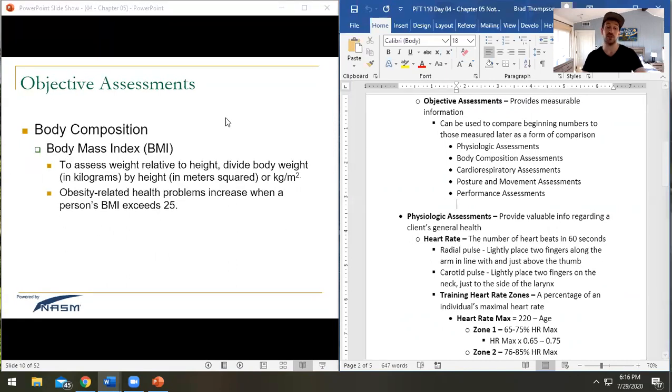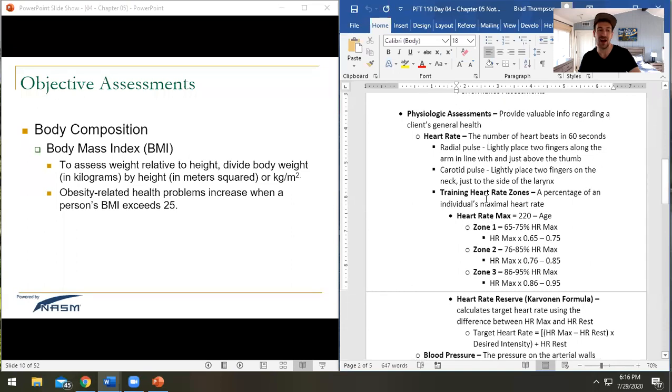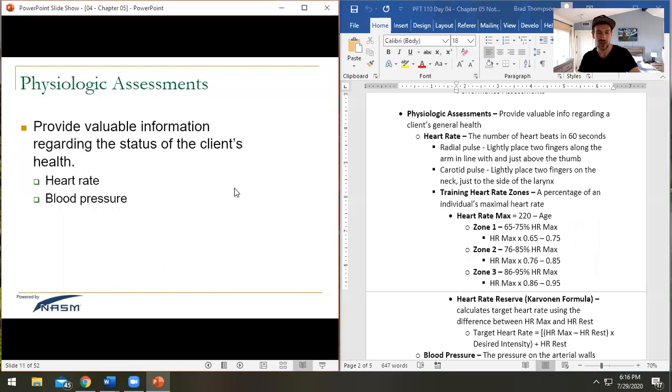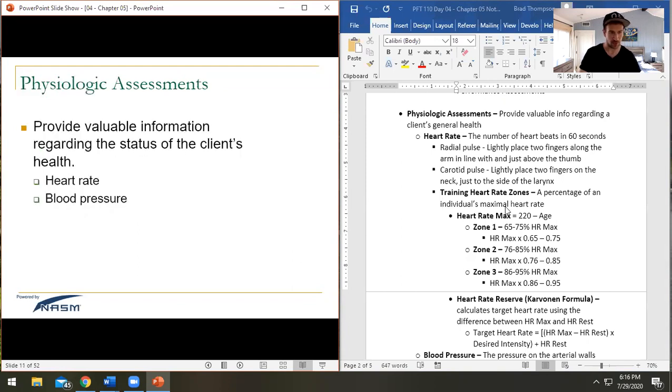All right. One of the most important ones, sort of, is going to be the body mass index assessment. So BMI is going to assess your client's height to weight ratio. So that is going to be their weight in kilograms divided by their height in meters squared. So that's the formula right there that you always want to know. We do know that we see obesity-related problems when a person's BMI is greater than 25. You guys know that, so we're going to go ahead and push past that one.